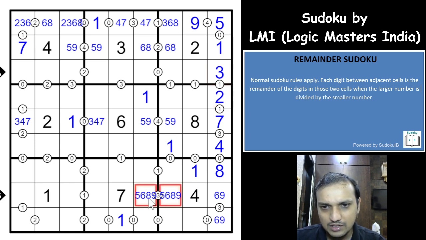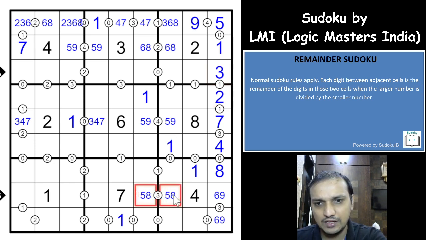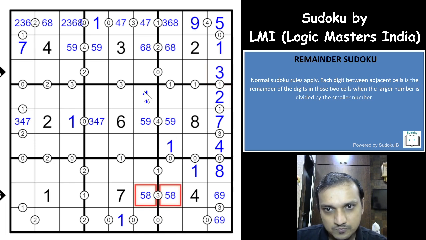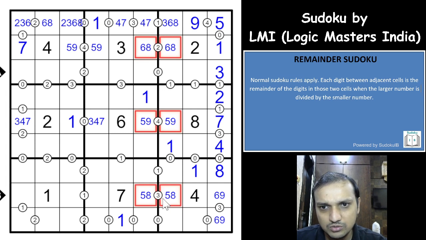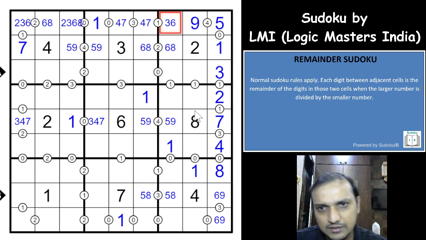So this again cannot be 6, 9, it has to be 5 and 8. 5, 8, 5, 9, 6, 8. So you have both 5s used, 8s used and 9s used. So this cannot be 8. Six with 7, 3 with 4.